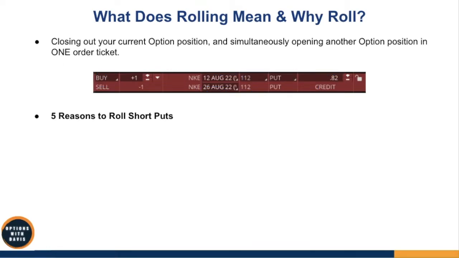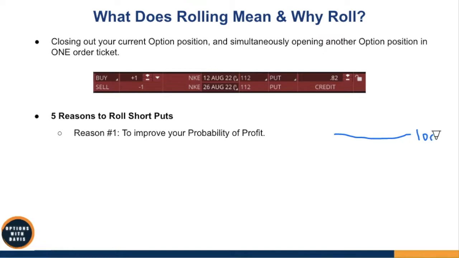So why do we want to roll? So there are 5 reasons to roll a short put, right? So the first reason is to improve your probability of profit. So let's say, for example, you have a short put at $100. All right, you sold a short put at $100, then you decided to roll after the market decided to drop, right? If the market drops and then you want to roll, so let's say you could roll it to 95.